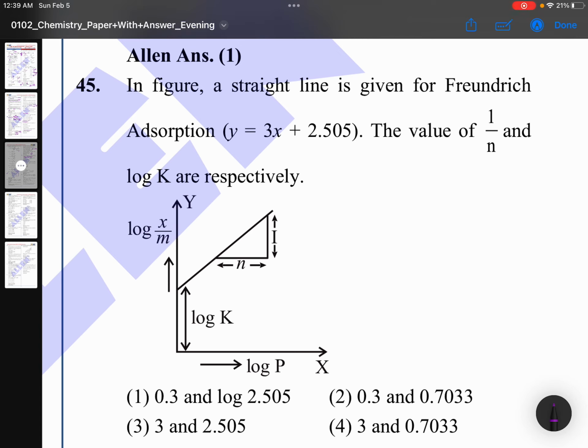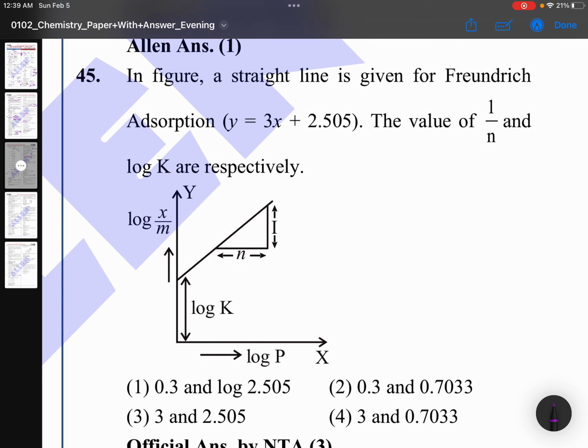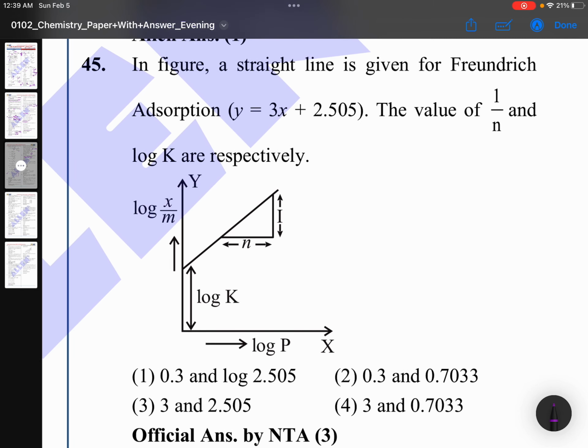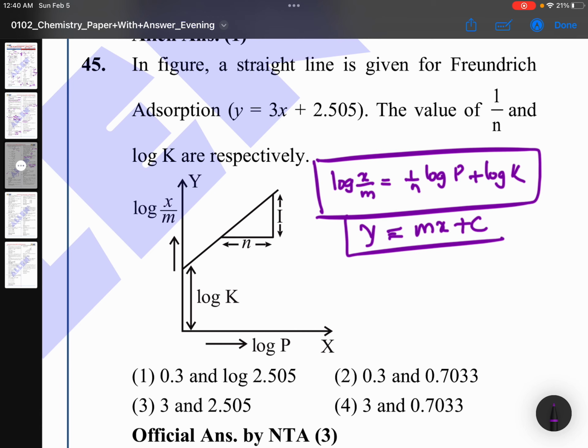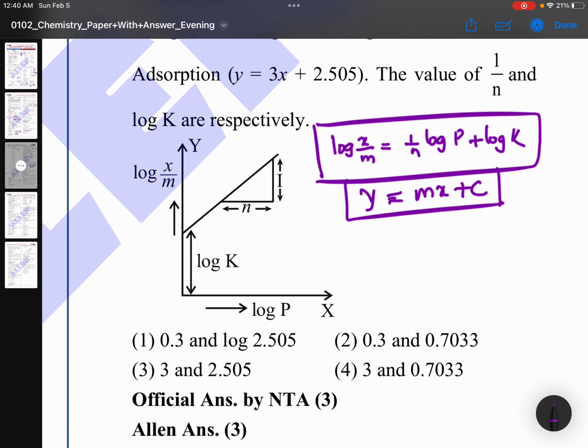In the figure, a straight line is given for the Freundlich adsorption; the values of 1 by n and log k are respectively. The expression is known to you: log x by m is equal to 1 by n log p plus log k. This is y is equal to mx plus c. From this you can say easily that m is equal to 3. Two options are here. The next value you need to find is 2.505.